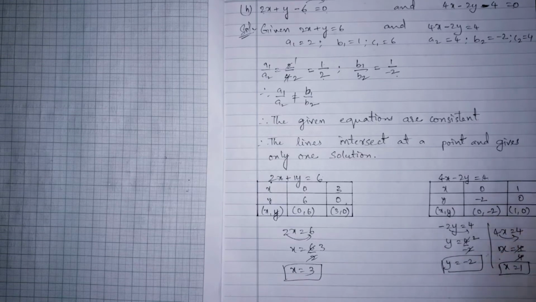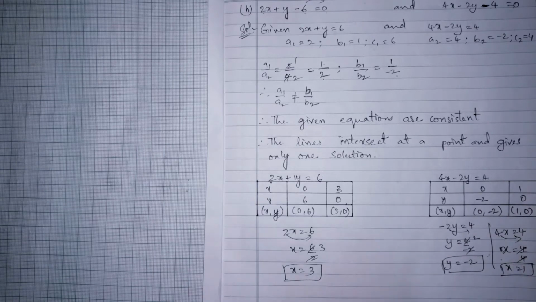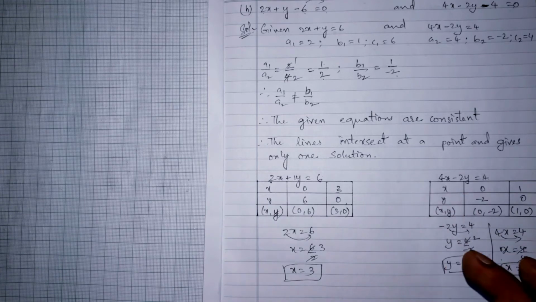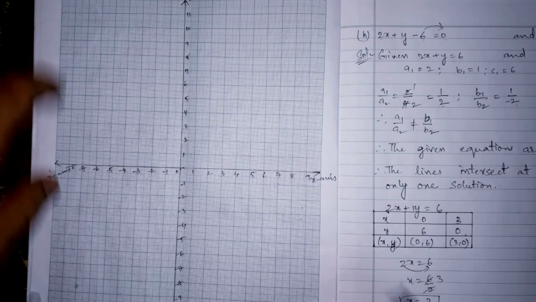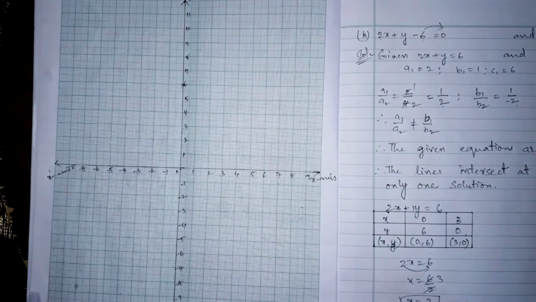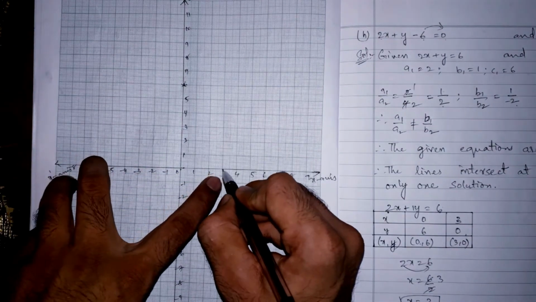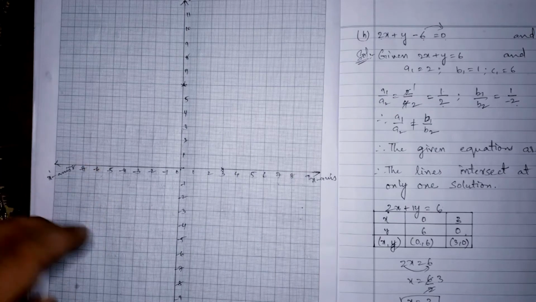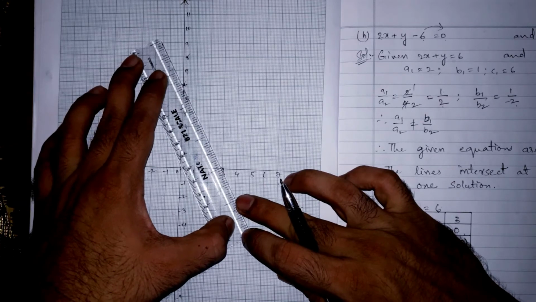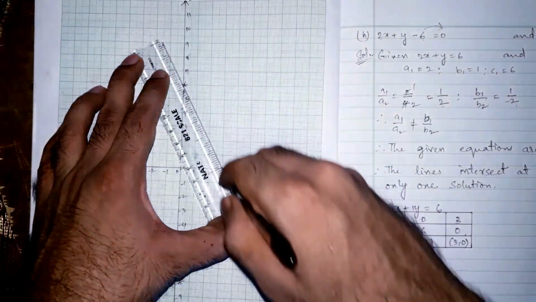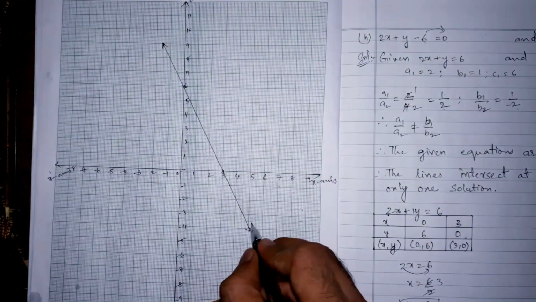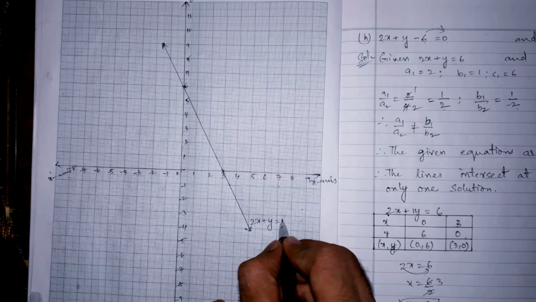So 1 comma 0. Let us draw the graph. As we can see, the values are very close to each other. So that's why we can take 1 centimeter is equal to 1 unit on the graph. Let us plot this point 0 comma 6. So 0, 6. And 3 comma 0. So on x axis 3, on y 0. Let us join these 2 points. So this is 2x plus y is equal to 6.